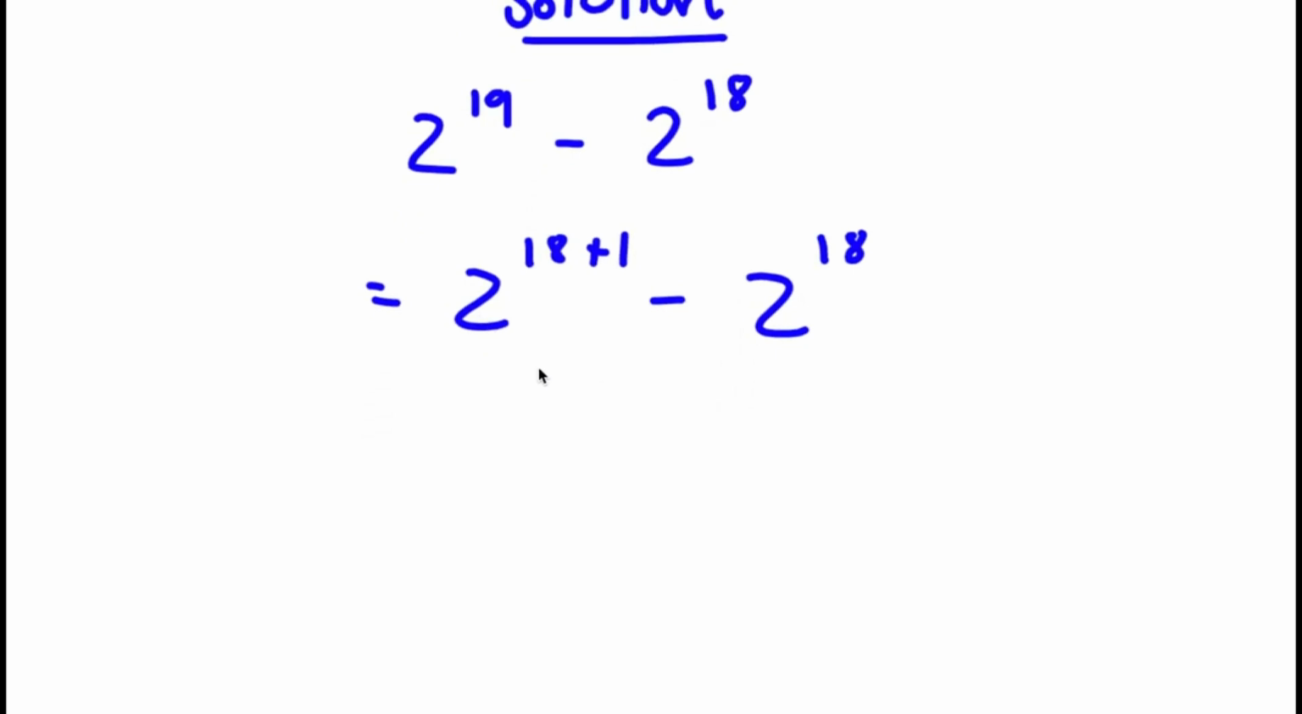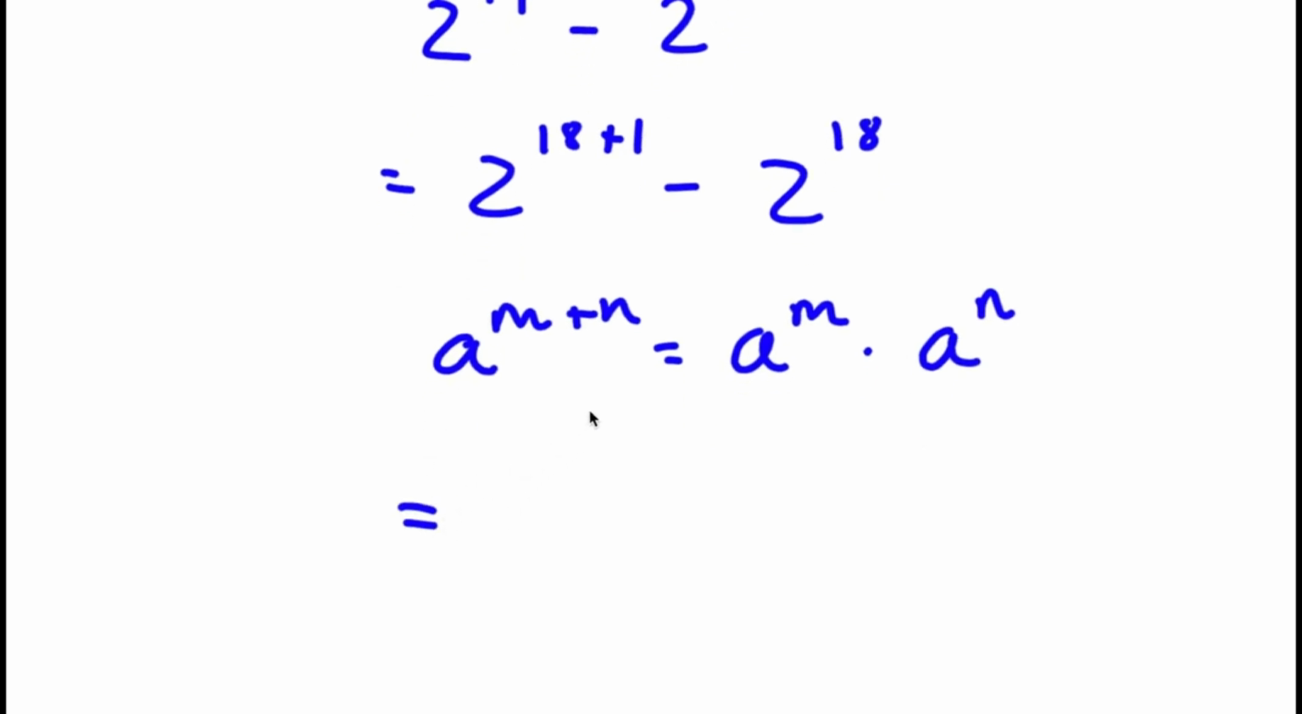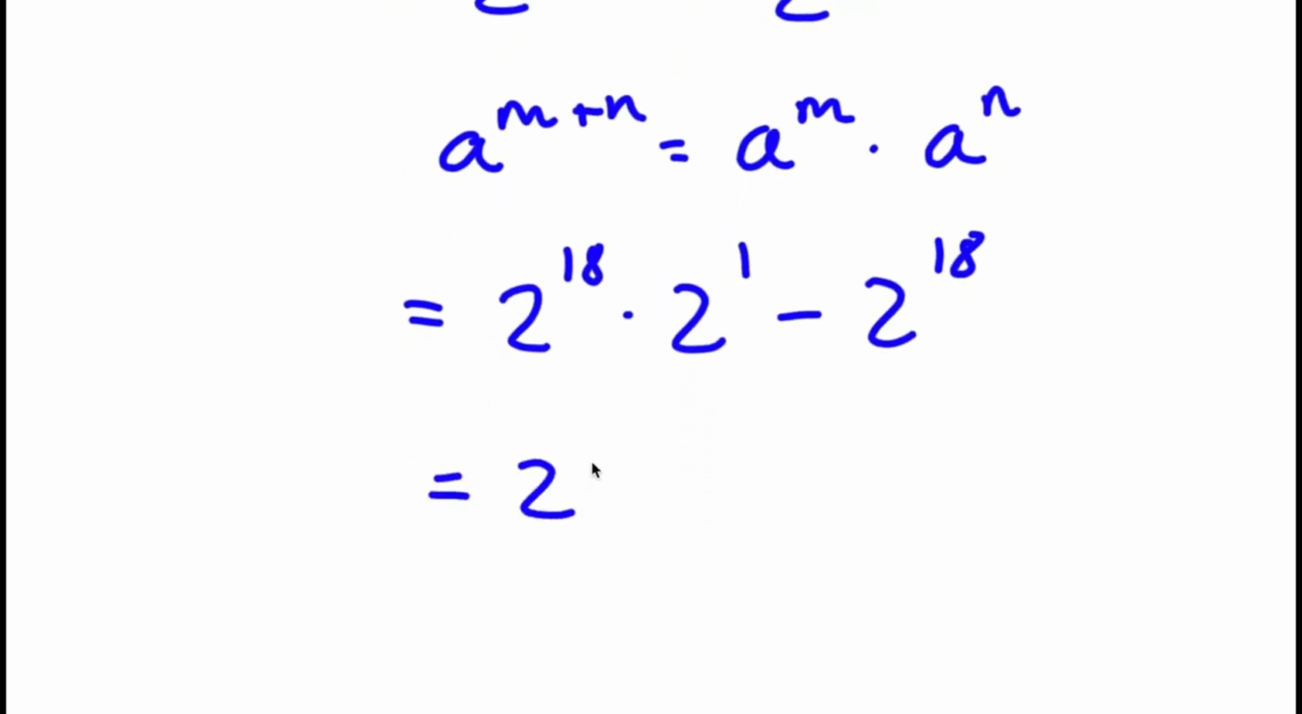Now, if I have something in the form a to the power of m plus n, this is equal to a to the power of m times a to the power of n. So 2 to the power of 18 plus 1 is going to equal 2 to the power of 18 times 2 to the power of 1. And I have minus 2 to the power of 18 at the end. Now from here, I can go ahead and factor out 2 to the power of 18. So I have 2 to the power of 18 times 2 to the power of 1 minus 1.